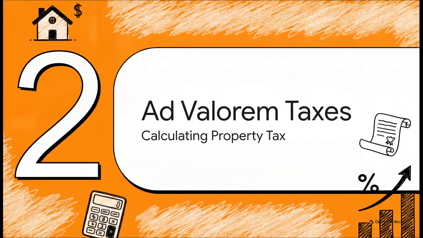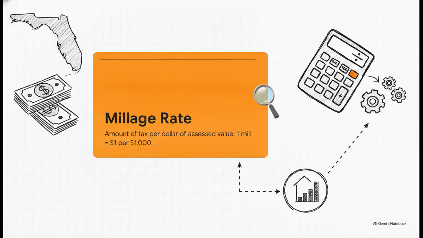Moving right along to Section 2, calculating ad valorem taxes. Okay, so property taxes in Florida are calculated using millage rates. 1 mil basically means $1 of tax for every $1,000 of taxable value. To avoid completely messing up your division on the exam, just remember you can simply convert mils to a decimal by dividing the millage rate by 1,000. So 20 mils becomes 0.020. And hey, if the exam asks for a monthly figure, you just divide your final annual tax by 12.